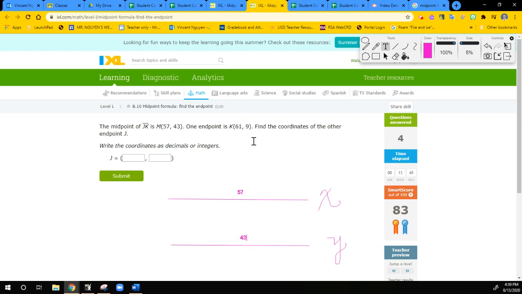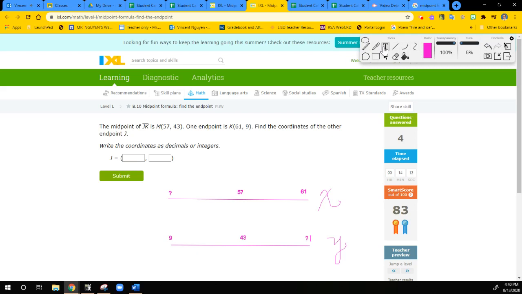My endpoint for X is 61. So 61 is over here. So I'm going to put 61 here. And then 9 is my endpoint for Y. Well, 9 cannot be here. 9 has to be back here because it's smaller. Right. So I put 9 there. Now all I have to do is find this coordinate, and I'm looking for this value for that coordinate.